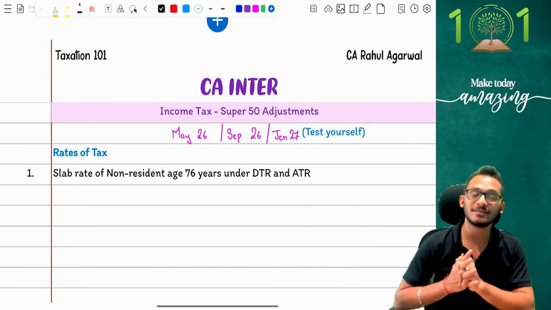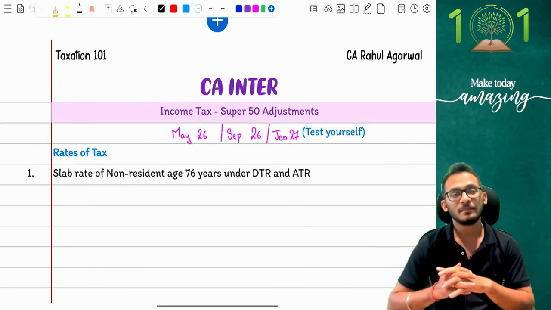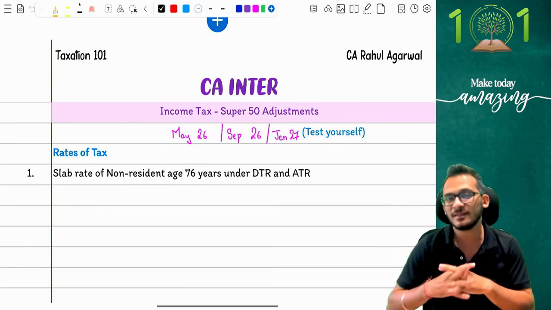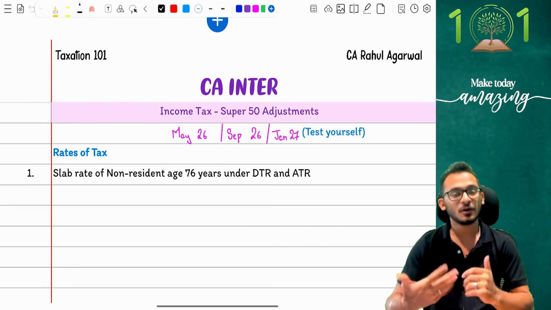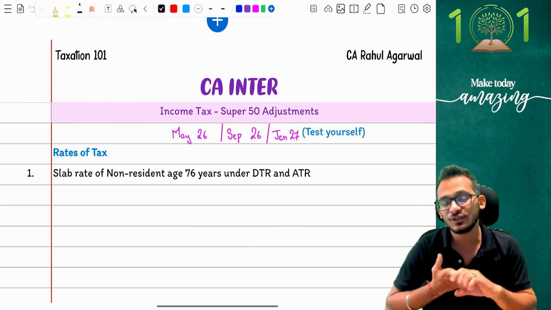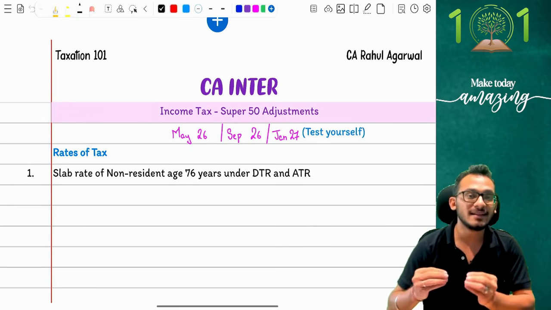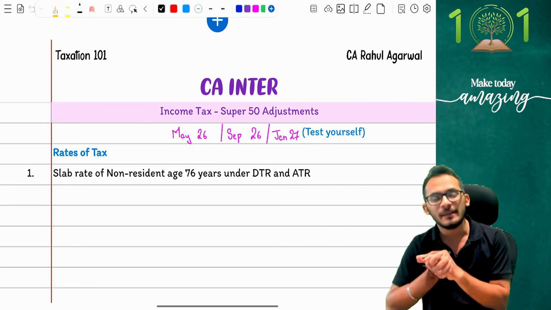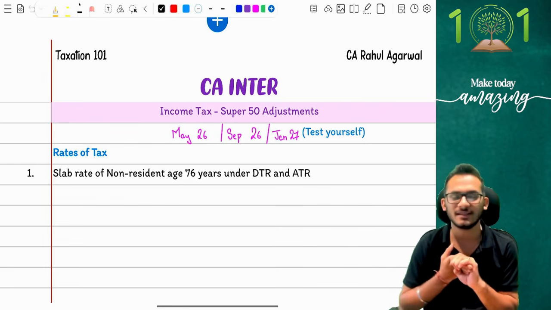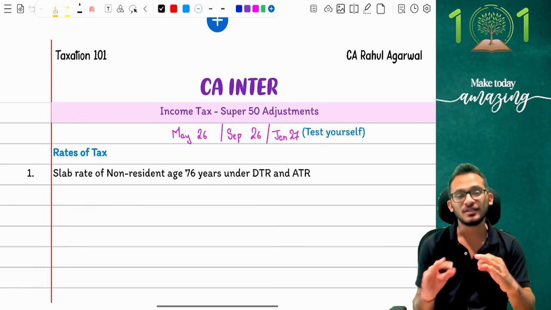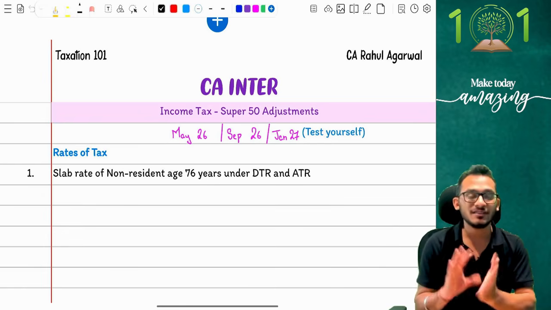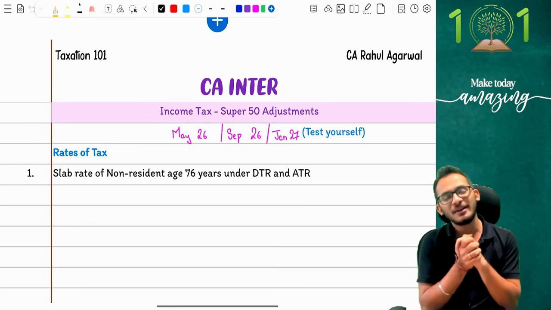Super 50 adjustments is basically a document where I've tried to compile all the toughest adjustments which have come in examinations, not only because they are tough, but also because these are adjustments which you generally tend to miss or make an error in, because of which heavy marks are lost in examinations. So this adjustment sheet is going to help you make sure that you don't make these errors and have an edge over every other student who has probably not watched this video.